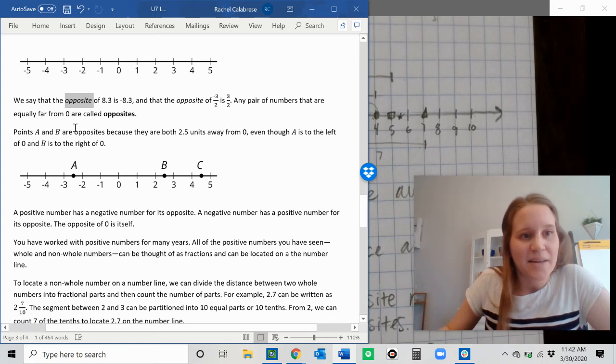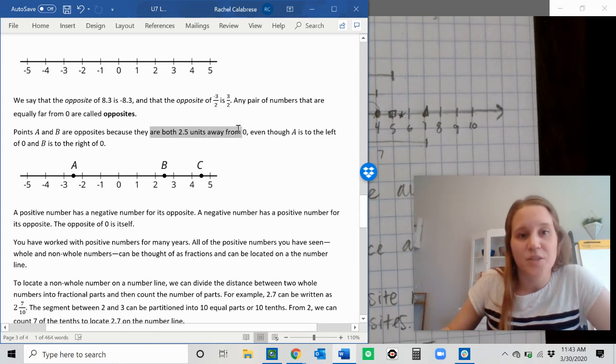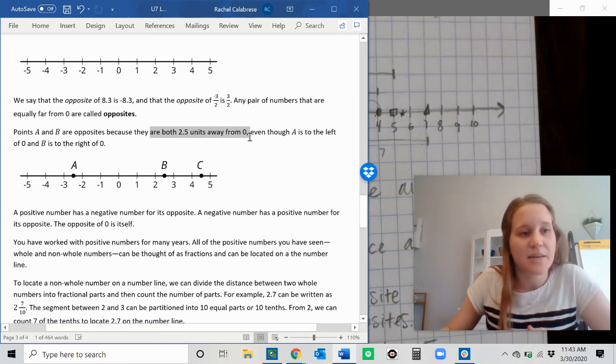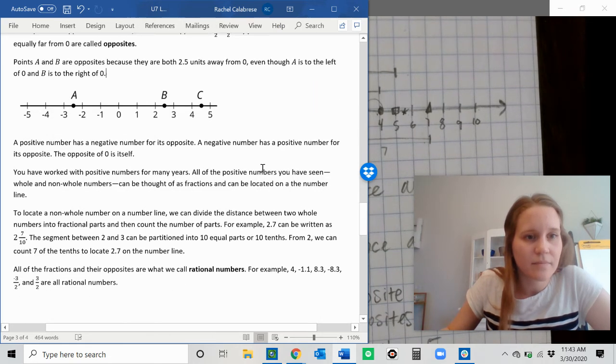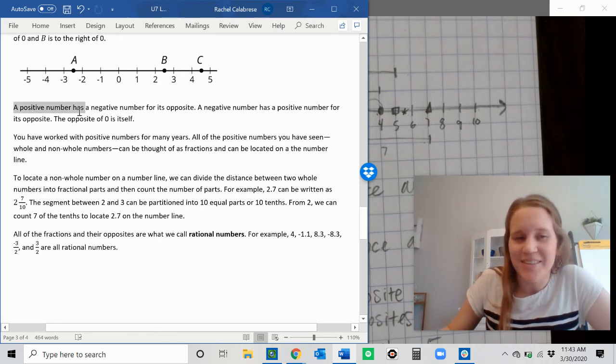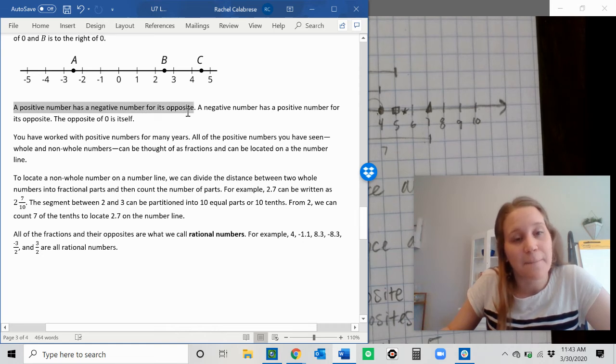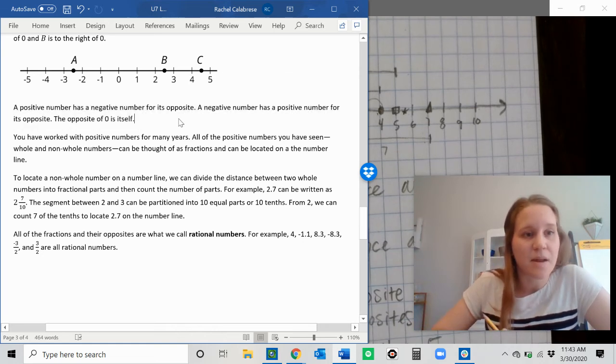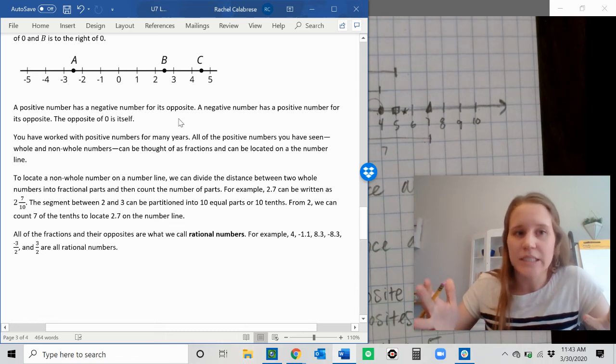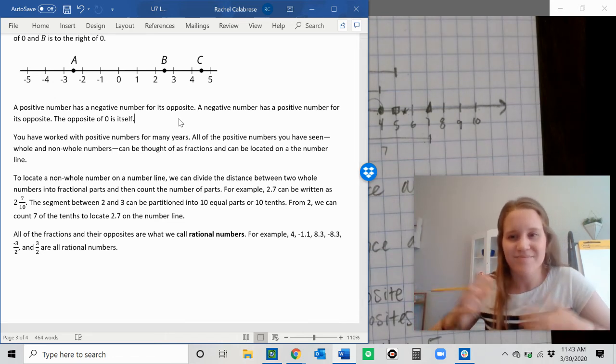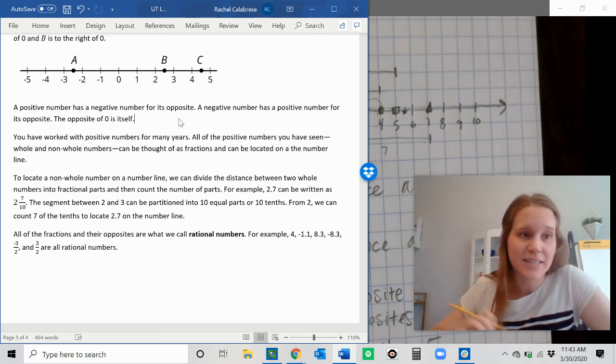All right, points A and B are opposites because, look at these on the number line. This one, B, is between 2 and 3, and this one, A, is between -2 and -3. Points A and B are opposites because they are both 2.5 units away from 0, even though A is to the left and B is to the right of 0. A positive number, you probably already noticed this pattern, has a negative number for its opposite. A negative number has a positive number for its opposite. The opposite of 0 is itself. We won't use that as much when we're talking about opposites. It's kind of a special case.